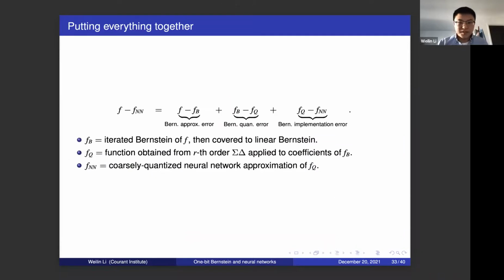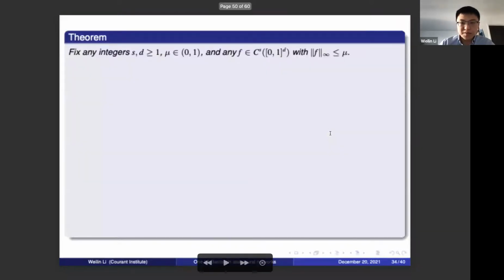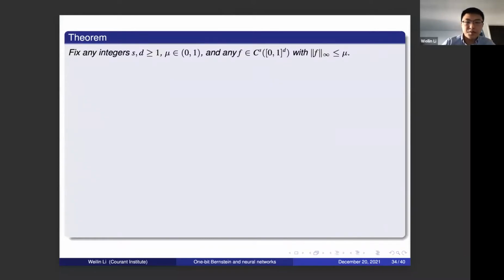Okay, so we're ready to now state the final result. Like I said, the main strategy is this 3-term decomposition. But the key here is we'll use Bernstein or multivariate Bernstein polynomials as the basis functions. We have a bound on all 3 of these error terms, and we just put them together. So here's the final theorem. Fix any smoothness and dimension, any mu, S times differentiable f, infinity norm bounded by mu.